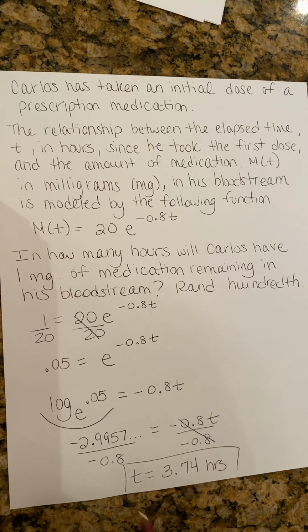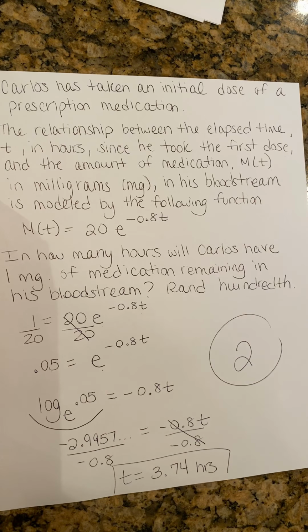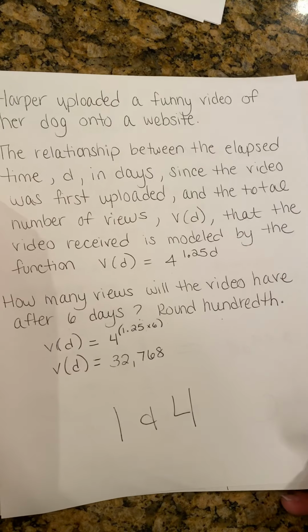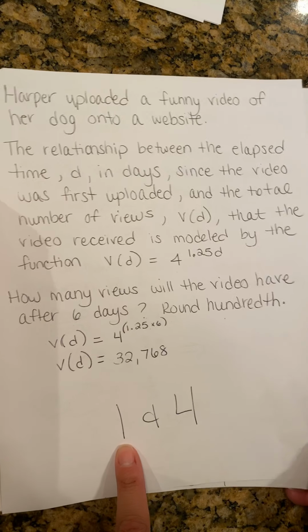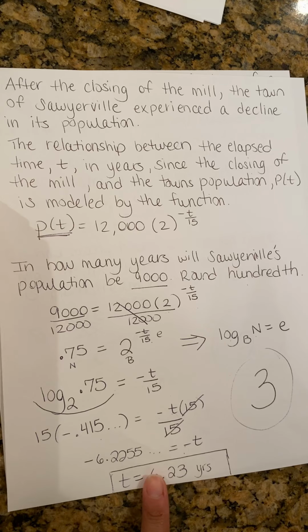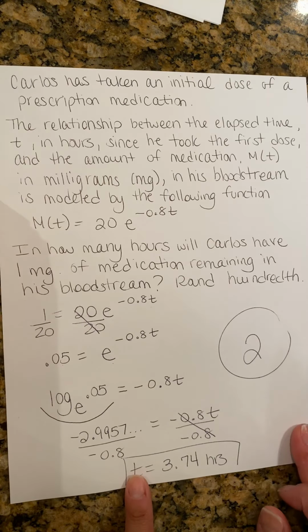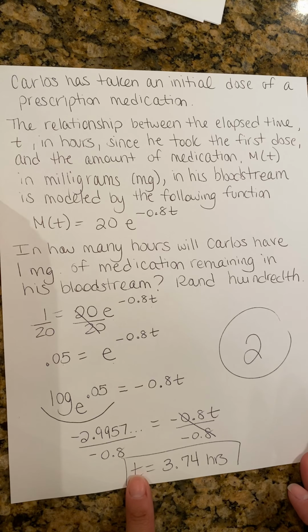Okay, so this one's going to correspond to number 2 that you're going to do. With the first one I did for you, Harper, is going to correspond to questions 1 and 4 that you need to try. The mill question is going to correspond to question 3 that you need to try. And then the prescription with Carlos is going to correspond to number 2.